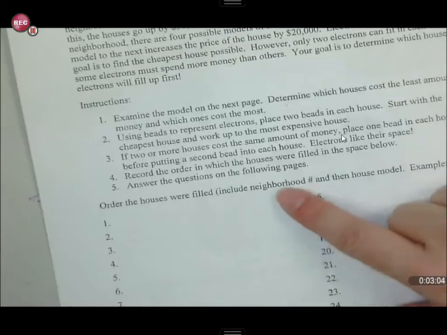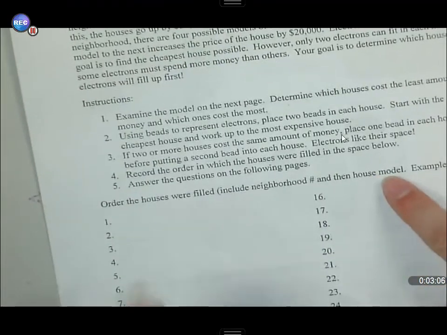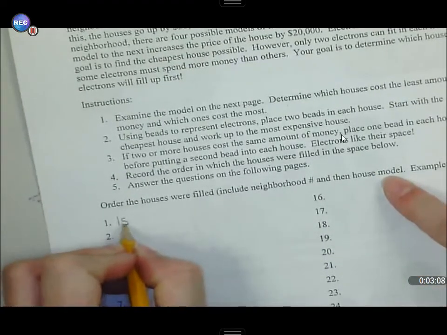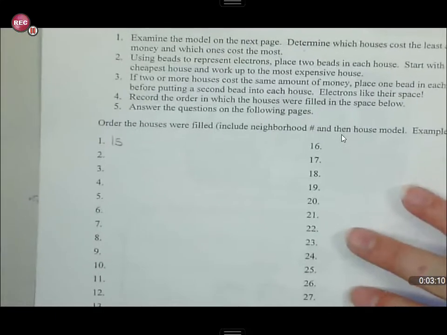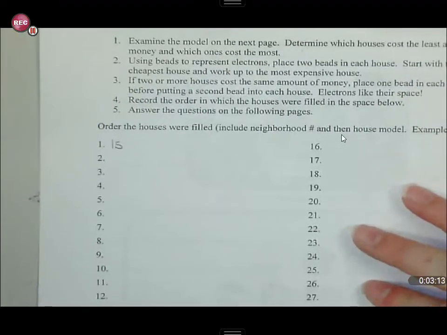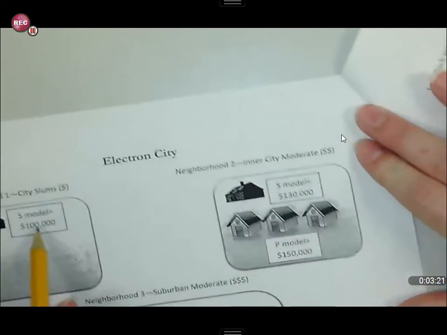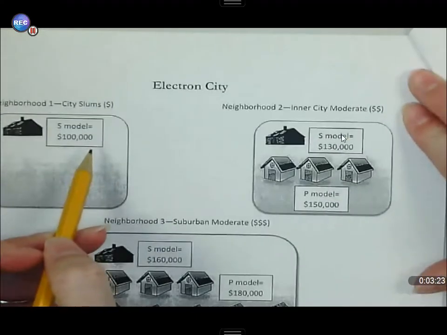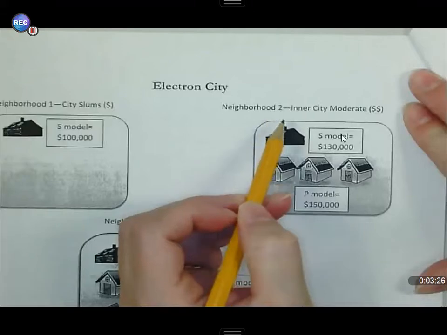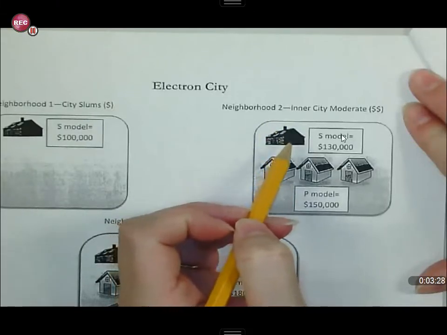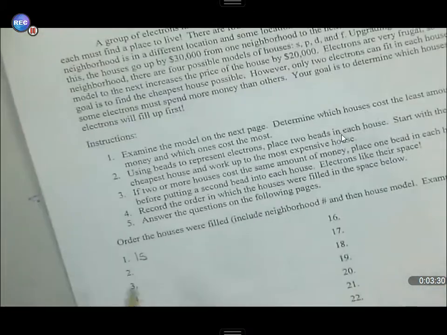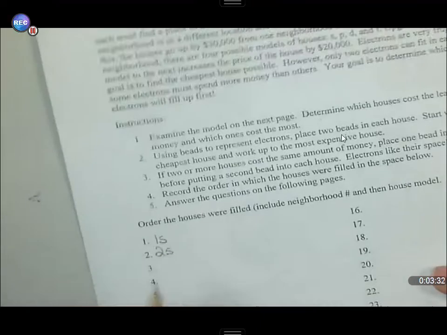So over here it says, order the houses were filled in. Include the neighborhood number and the house model. So we're going to have 1S. That's the first house that's going to fill up. Now come back over here. Once that's filled, where are they going to move to? Neighborhood 2. And what house are they going to start with? S. So we're going to put 2S.